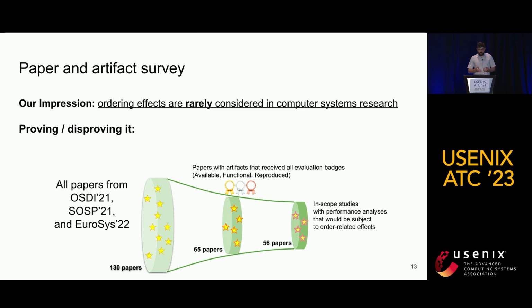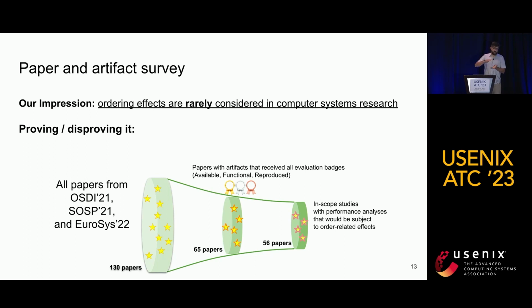It was our overall impression that in the literature, we don't see too many studies talking about this particular effect, this ordering performance issue. Well, we wanted to be scientific about it and prove it or disprove it. And for that, we designed this survey where we started with 130 papers that were recently published and presented at OSDI, SOSP, and EuroSys. So these 3 conferences represent computer systems research.